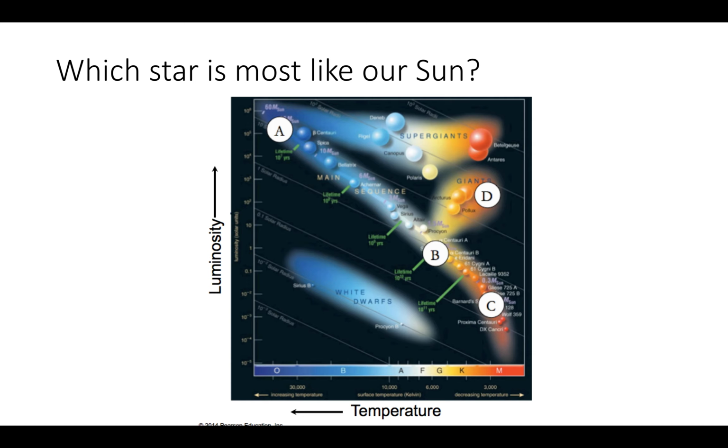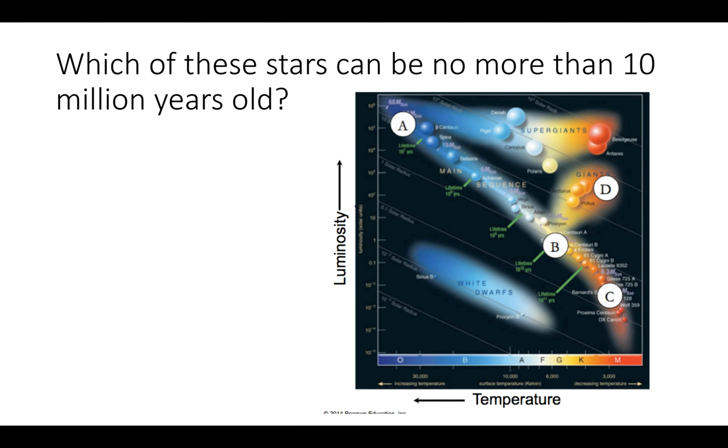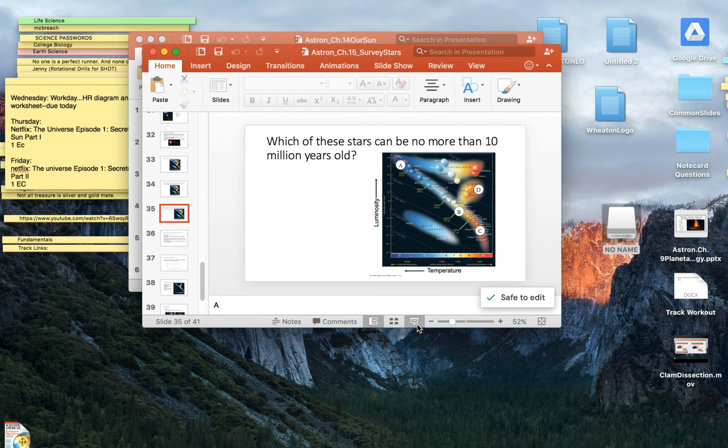So which star is most like our sun? You should say B. Which of these stars will have changed the least 10 billion years from now? That would be C, because it's a main sequence star and it's conserving its energy. Which of these stars can be no more than 10 million years old? This one should be A. I'm just going to double check my key. Yep, because it's burning through its fuel a lot faster.